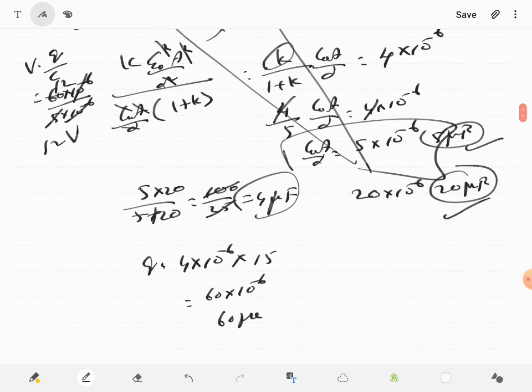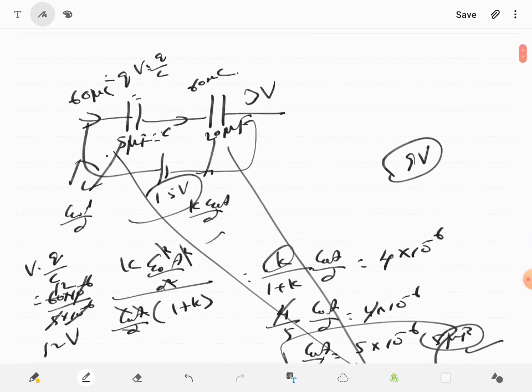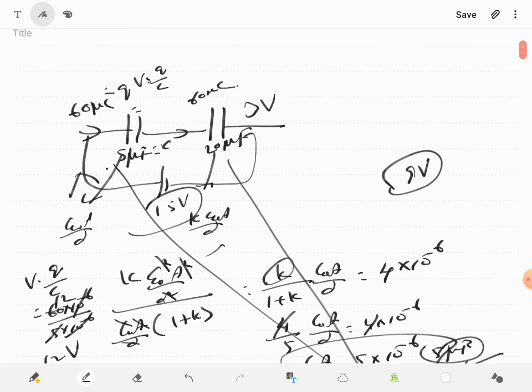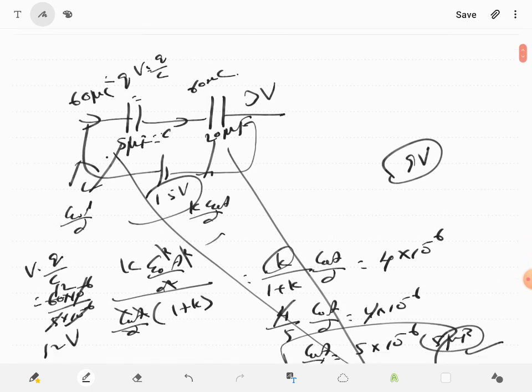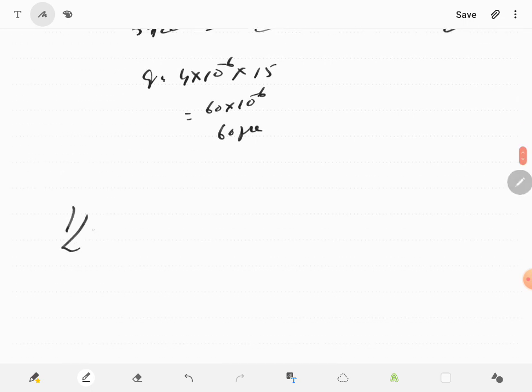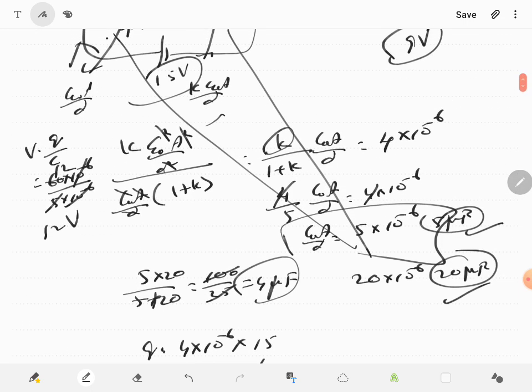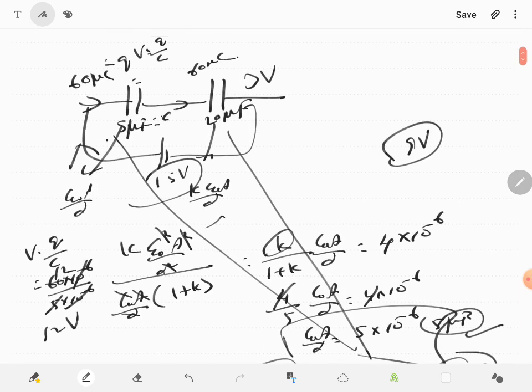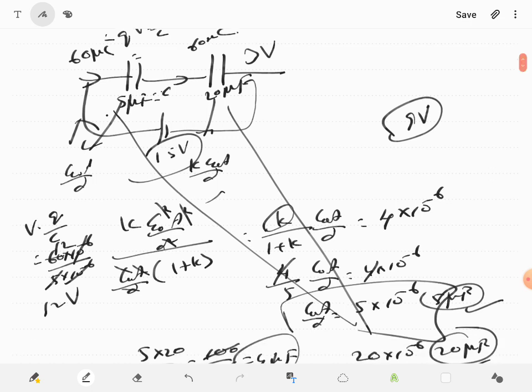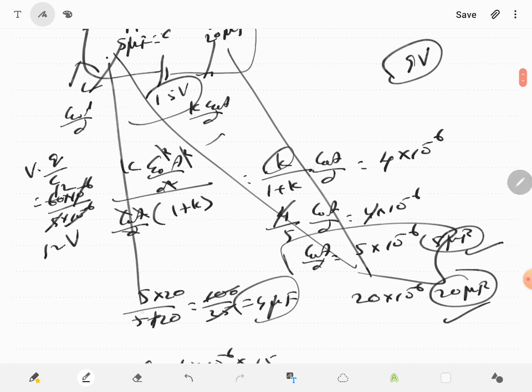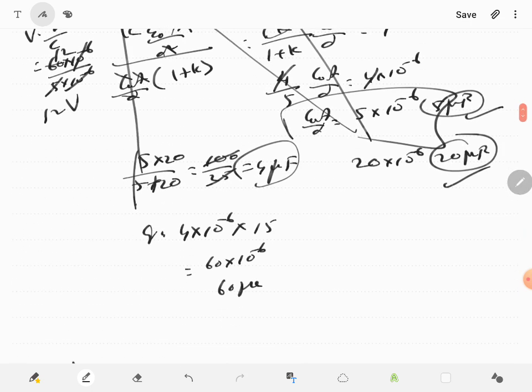Estimate the ratios of the electrostatic energy stored. Electrostatic energy stored is half CV square. They're asking for each one, in X and Y individually, so you write half Q square by C here, or you know the respective potential, you can do half CV square also.